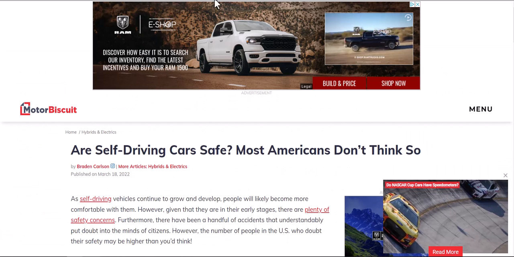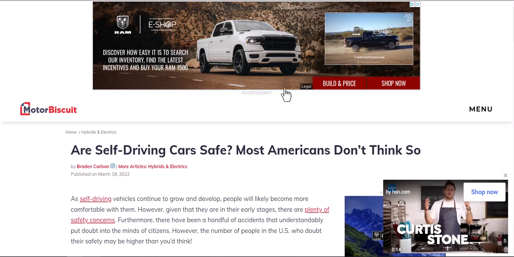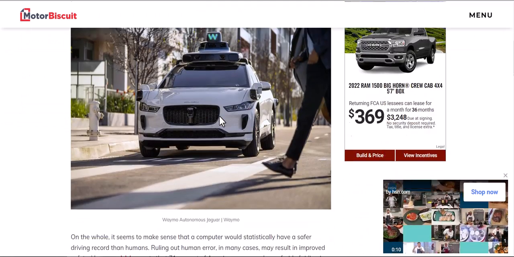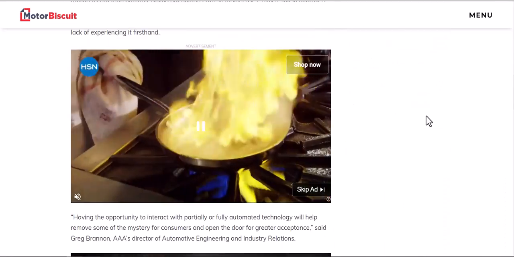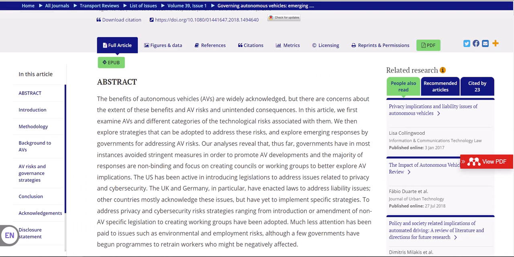And then we're going to compare that to our Motor Biscuit page. And the first thing that you see on this website is a giant ad. There's a pop-up video down in the corner, another ad. And as we scroll down, we just continue seeing more and more ads as the page goes. But it's not a scholarly resource.